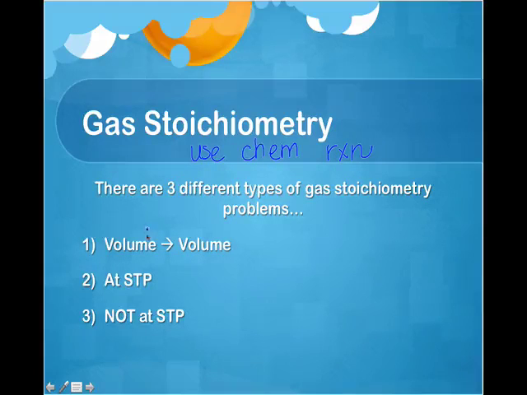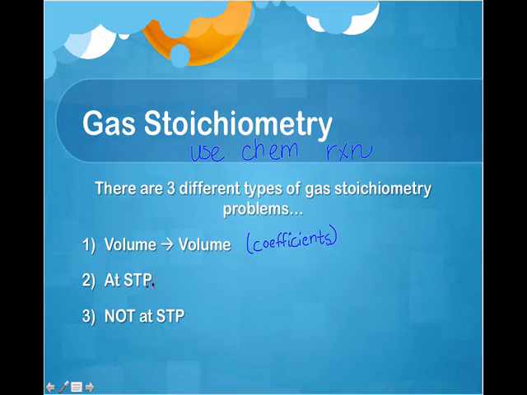The first type is a volume to volume problem, and in a volume to volume problem you only use the coefficients. And I'll show you how that works, but you just use the coefficients in the balanced reaction and that's it. You don't have to do molar mass, you don't have to do 1 mole is 22.4 liters. It's just one step, coefficients, and you just set up a ratio.